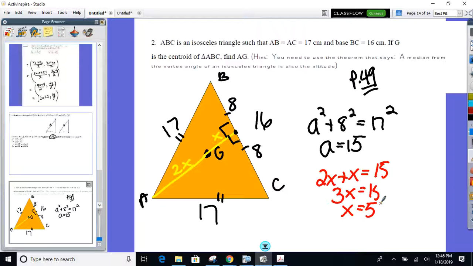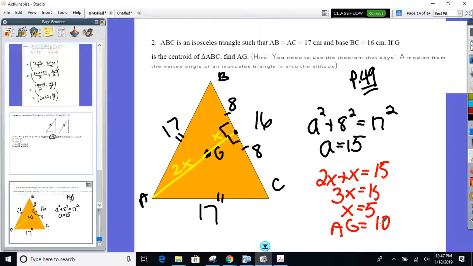I should have added this to the things I wanted to review today: discipline on Tuesday. What do I mean by that? This might not be my answer. Take a breath. Go back. Reread the problem. Did I want 5? No, I wanted AG, so I need to multiply it by 2. So AG is going to be 10.